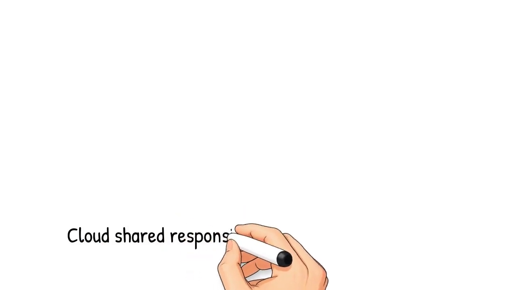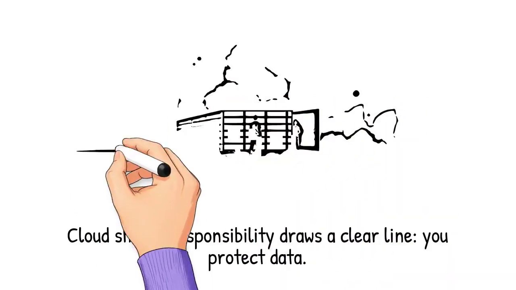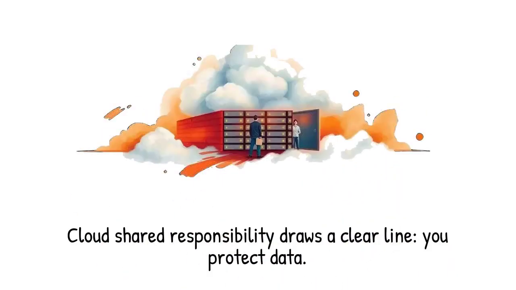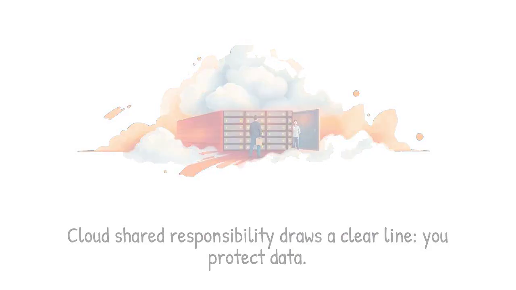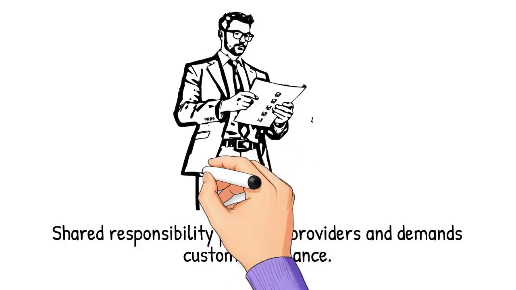Cloud providers learned a painful lesson early on. If they take responsibility for everything, they become responsible for every breach. So they drew a line, a very clear line, a line that says, we protect the infrastructure, you protect your data. This protects the provider, but more importantly, it forces customers to take security seriously.